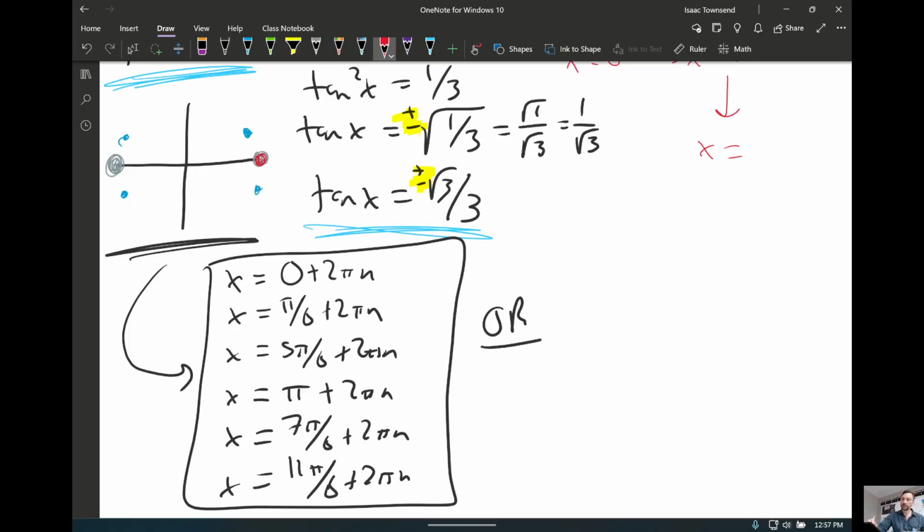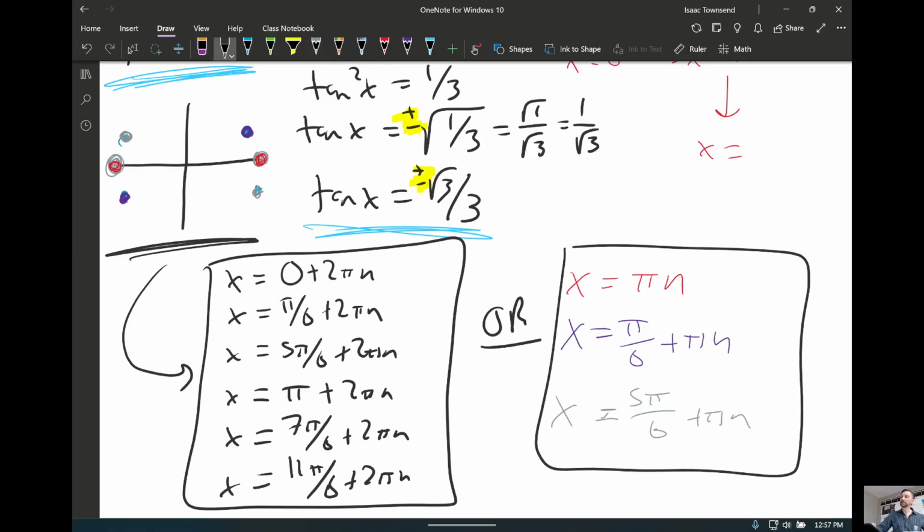You could get both of these because they are pi units spaced apart with that statement. These two are pi units spaced apart, so you could just say pi over 6 plus pi n, and that would include this one as well. And then these two are equally spaced apart, so you could do 5 pi over 6 plus pi n. These 3 statements are the same as those 6 statements, but these 3 statements is how I would expect the back of the book to do it.